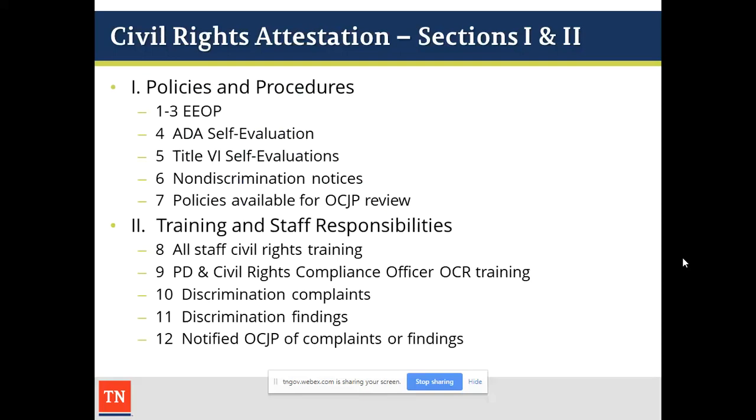The second section deals with training and staff responsibilities. So question 8 is asking about the training for all staff on civil rights. 9 is asking about the project director and the civil rights compliance officer, OCR training. 10 is asking about discrimination complaints, and 11 is asking about discrimination findings. And then the last question of that section is asking about have you notified OCJP of any complaints or findings.